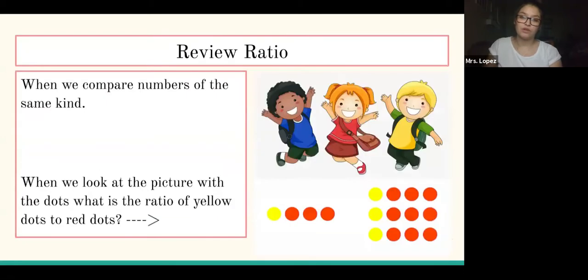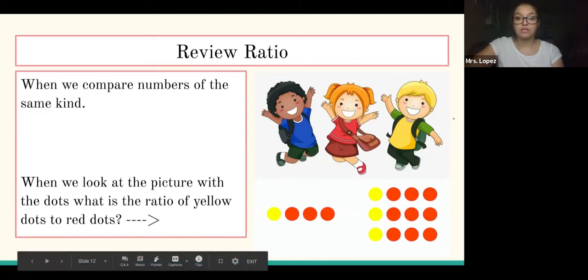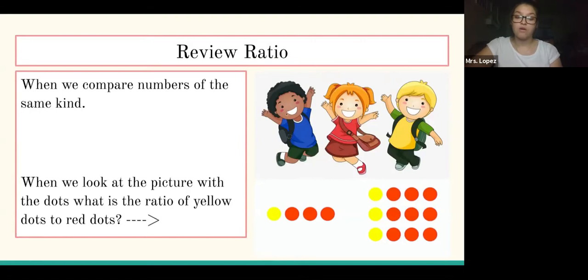Okay, so let's go to a review of what a ratio is, because I know maybe you've been in the previous lesson about ratios. A ratio is when we compare numbers of the same kind. So if we look at this picture right here of the boys and the girls on the top, if I was to make a ratio of comparing boys to girls, there would be two boys to the one girl, because there's one, two boys, and the one girl. There are three children in total, but the ratio of boys to girls is going to be 2 to 1, because there is two boys and one girl.